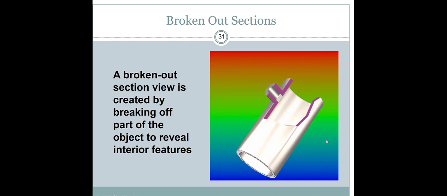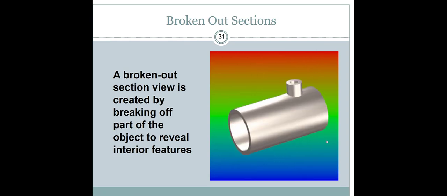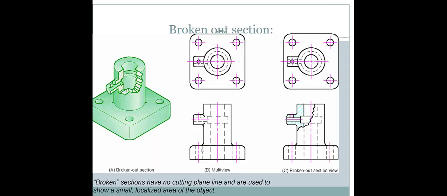A broken out section view is created by breaking off part of the object to reveal interior features. This time, if you compare the broken out section view to the previous section views, you can see in the broken out section view, there is no cutting plane line. So there is a short break line added to the broken out section view to indicate the location of the interior feature.